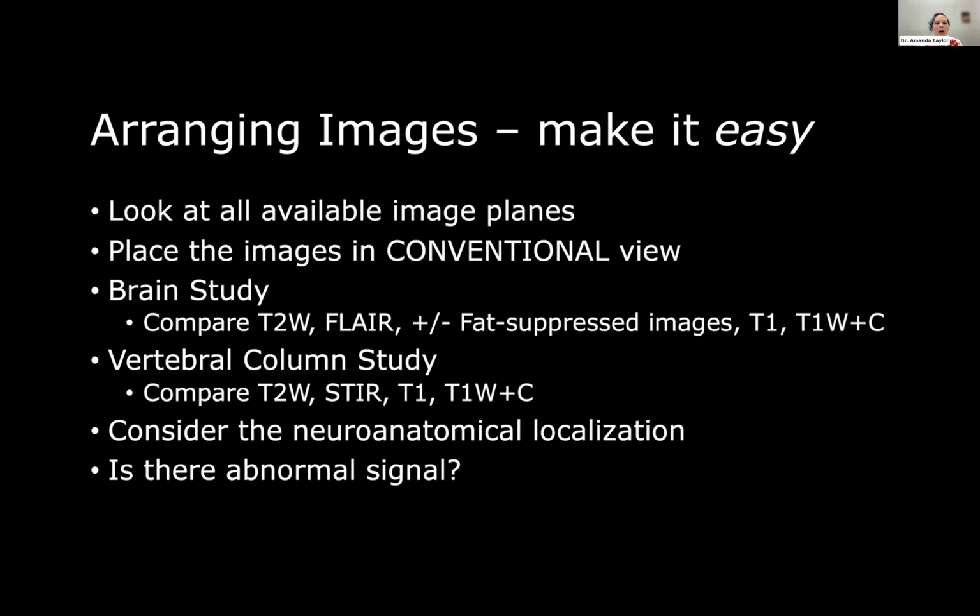When looking at a brain study, I first typically compare transverse images of T2 TSE, FLAIR, fat suppressed images if available, T1 and T1 post contrast imaging. I then go through the rest of the imaging in multiple planes, but that is how I start. With the vertebral column, I typically start by comparing sagittal T2, STIR, T1, and T1 with contrast, followed by transverse imaging in planes available, which is usually T2, T1, and T1 with contrast if contrast was warranted. I consider the neuroanatomic localization and whether or not that fits with the lesion and whether or not there is an abnormal signal.